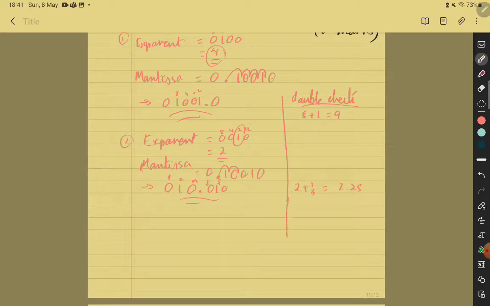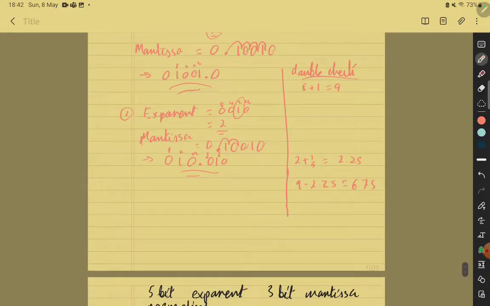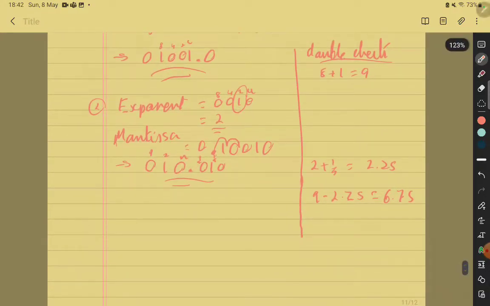So we have to subtract both of them. So 9 minus 2.25, that's equal to 6.75. You can do that in your head easily. So now let's perform the binary subtraction.